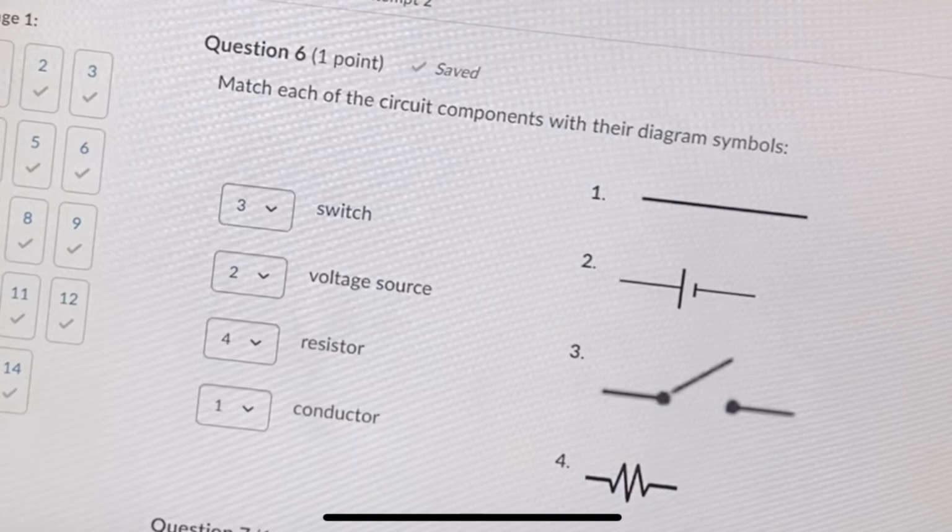Number three is your switch. If it's open, your circuit is not working, and if it's closed, then it's on and it's working. Number four is your resistor.